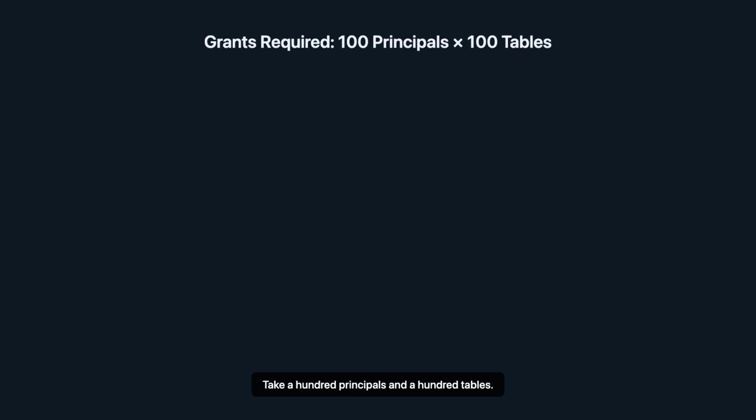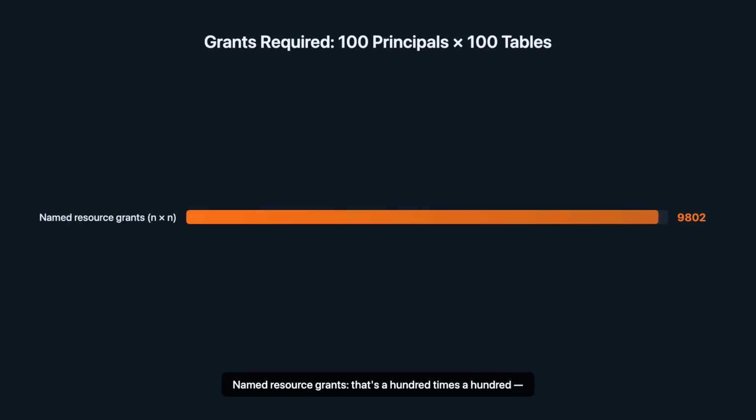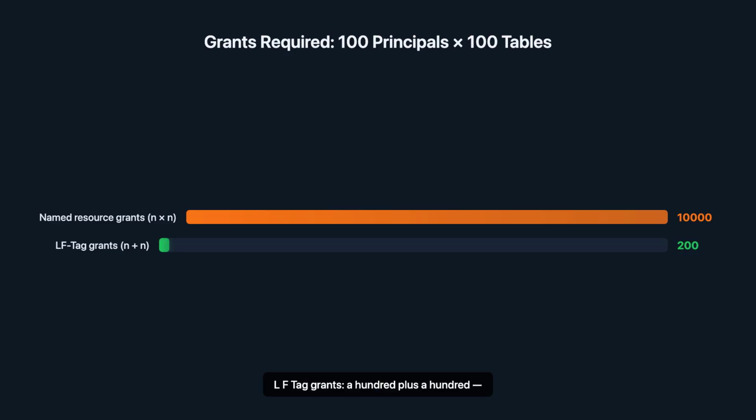Take 100 principals and 100 tables. Named resource grants, that's 100 times 100, 10,000 individual grants to write and maintain. Every principal needs an explicit grant on every table, and the cost compounds with every new hire and every new dataset. Now flip the model to tag-based access control. LF tag grants, 100 plus 100, just 200 grants total. Same coverage, 2 orders of magnitude less work. This is why the exam answer for managing permissions across thousands of tables is always LF tags, never per table grants.